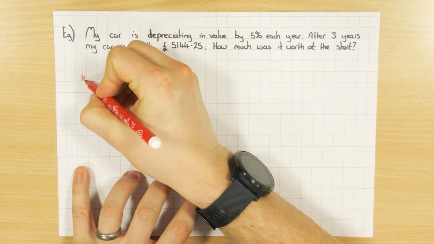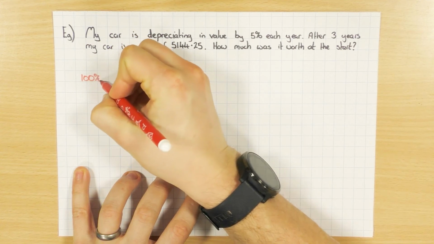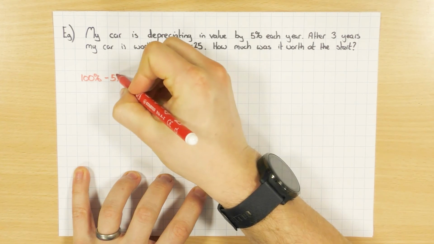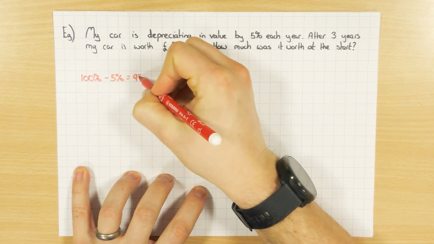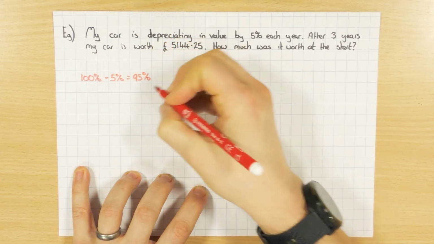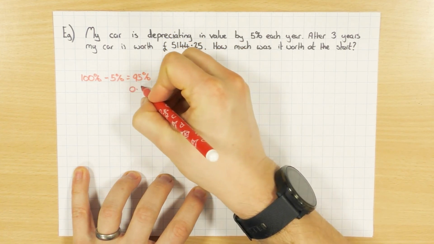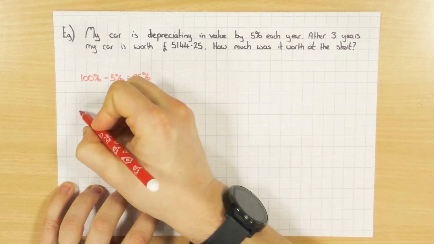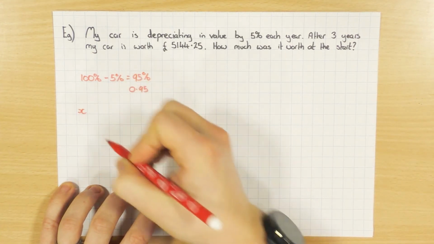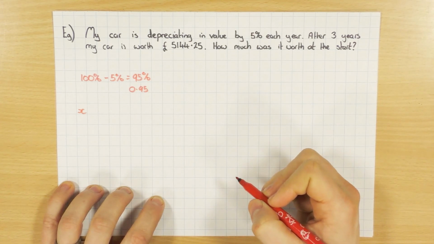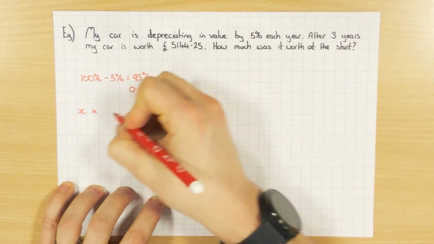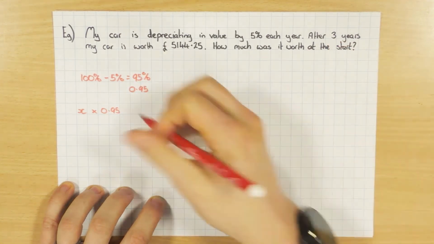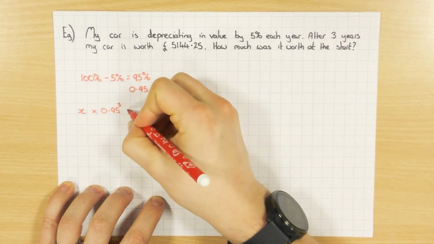And I start off with my 100%. And if it depreciates by 5%, depreciate means we take away. So take away 5%, which leaves me with 95%. And again, I want the decimal, so I divide it by 100 and I have my 0.95. So exactly the same as before. I don't know the starting amount, so I'm just going to call it X, or any letter of your choice. And I will times it by my decimal multiplier, which is 0.95. And because it's for 3 years, it would always be to the power of 3.